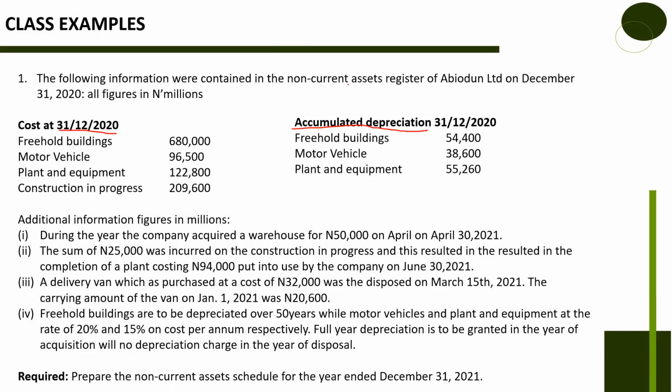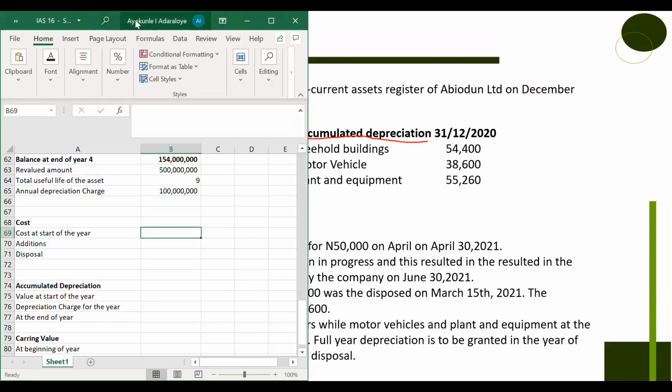The following information was contained in the non-current assets of the company on December 31, 2020. Freehold buildings. So what do we do? All those assets, where do we put them? Let me just bring in an Excel and drag it down. Permit me to bring it down like this.